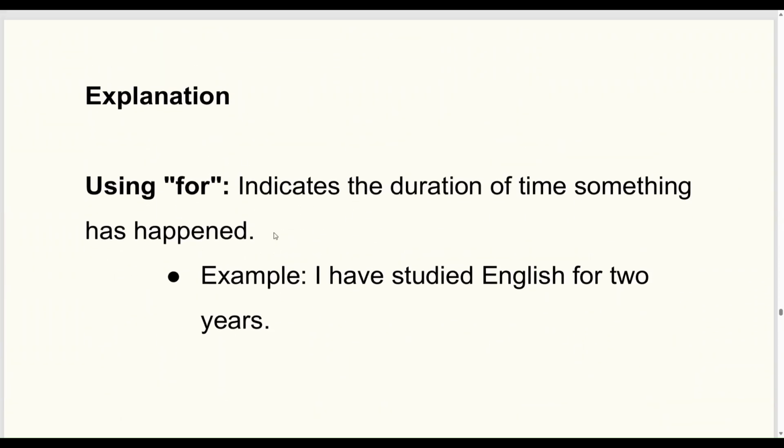We use for to indicate the duration of time something has happened. For example, I have studied English for 2 years. So we use for to connect with any kind of period of time, like for 5 days, for 10 minutes, for 1 month, for 5 years, etc.